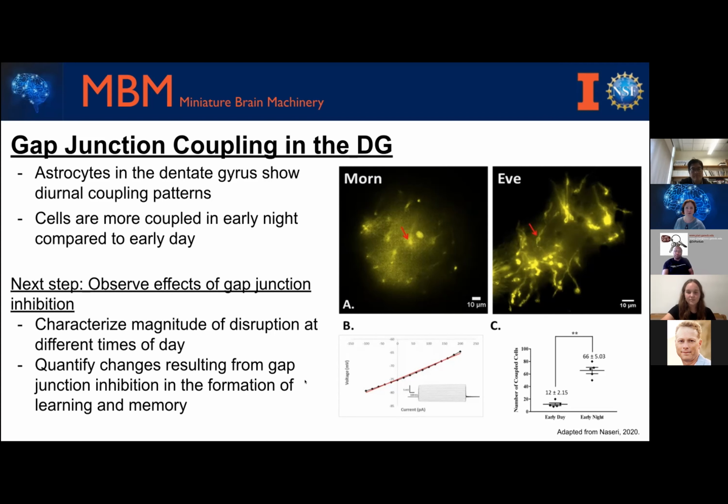30 seconds left for other questions. Oh, so does this also happen in humans, maybe in an opposite direction? So maybe in the early day rather than early night, for example, gap junction coupling in the TG? Are you asking if this also occurs in humans?